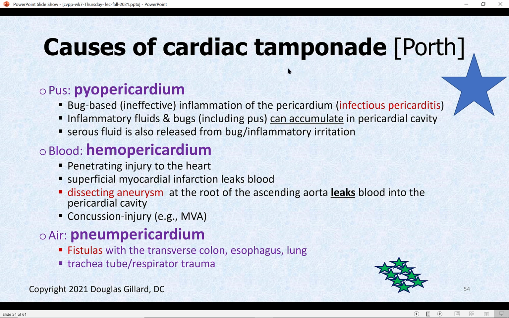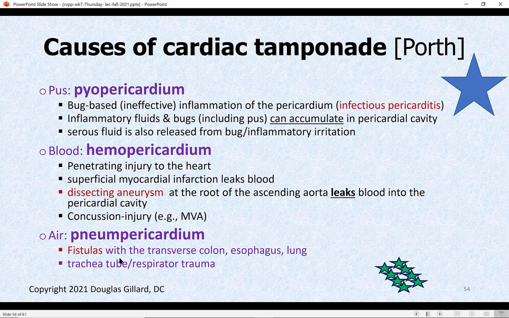Here are some different types of cardiac tamponade. If you have a dissecting aneurysm that ruptures, as we've said several times, you officially have hemopericardium. If you have an infection and you get inflammatory fluids, and bug fluid has caused irritation, and you're getting serous fluid buildup and inflammatory fluids in there, that's called a pyopericardium.